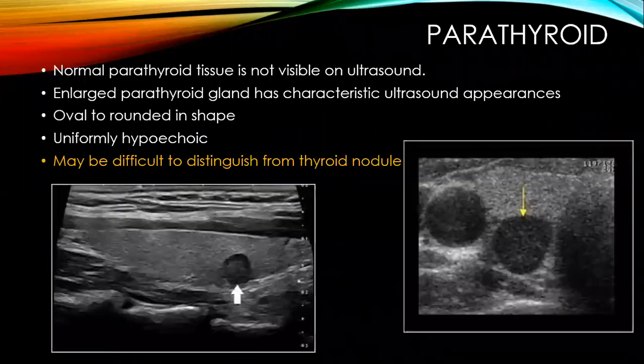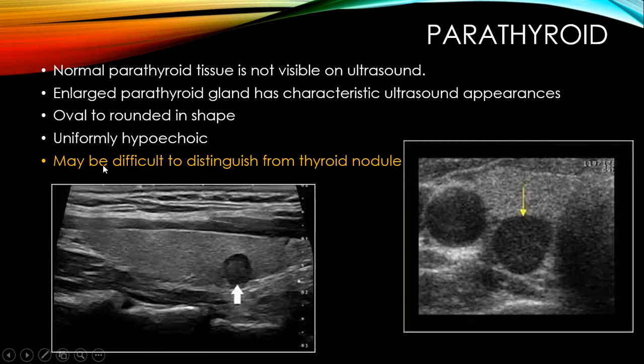So on parathyroid, when the parathyroid is normal, we don't see it on ultrasound. We can only see it when it's now abnormal. So when it's now abnormal, the most common pathology is parathyroid adenoma, which is seen as an enlarged parathyroid gland. It has got characteristic ultrasound appearances that is oval to rounded in shape, and they are uniformly hypoechoic, as seen in the images below.